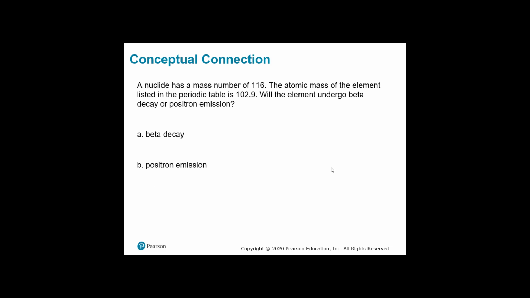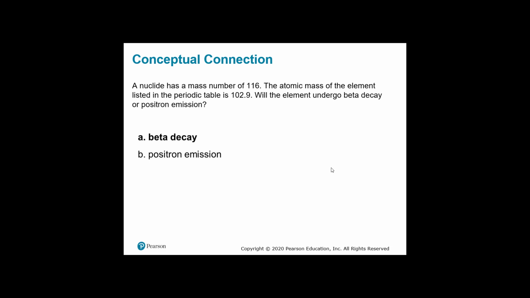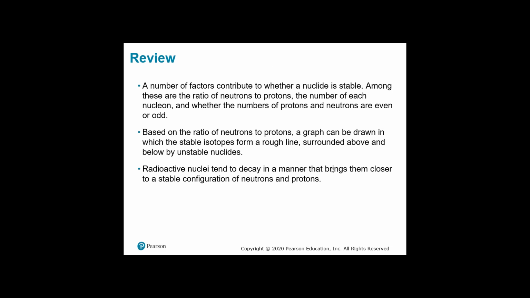All right, a nuclide has a mass of 116. The atomic mass of the element listed in the periodic table is 102. Will the element undergo beta decay or positron emission? This is above, so it's going to go above the valley of stability. It's going to be beta decay.